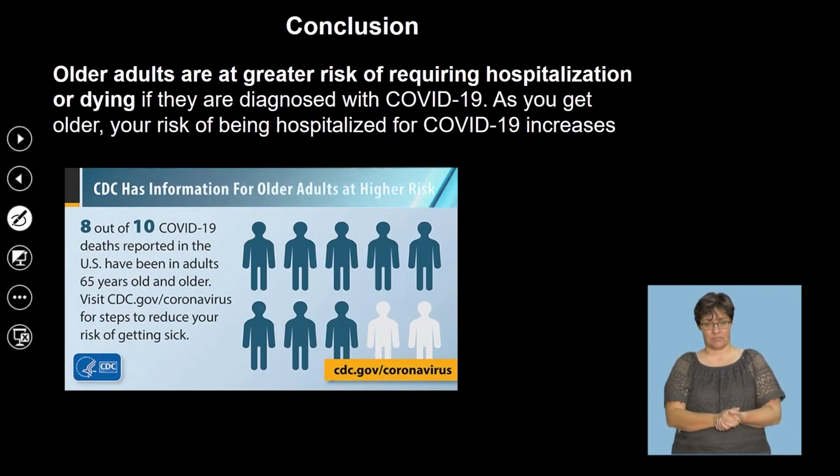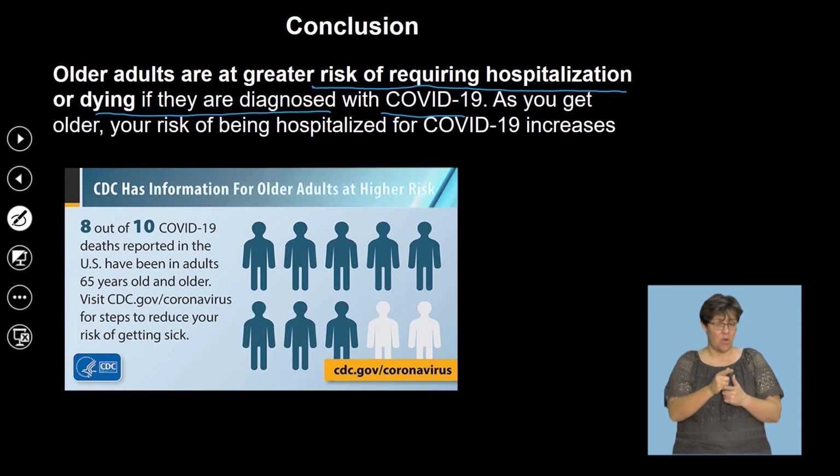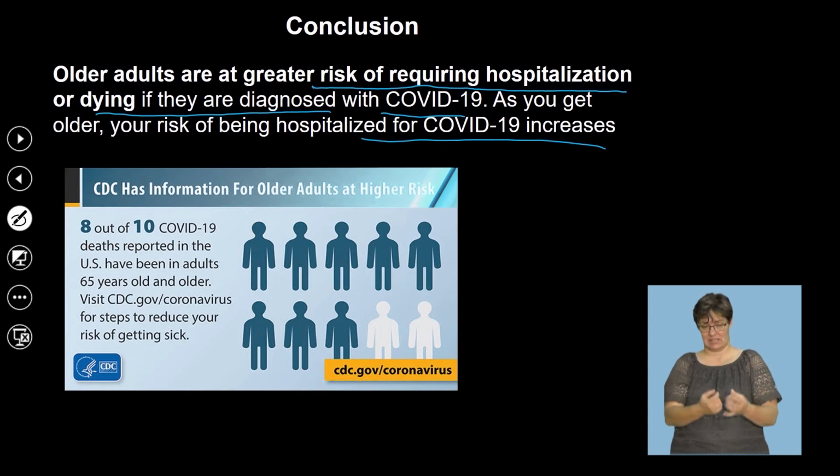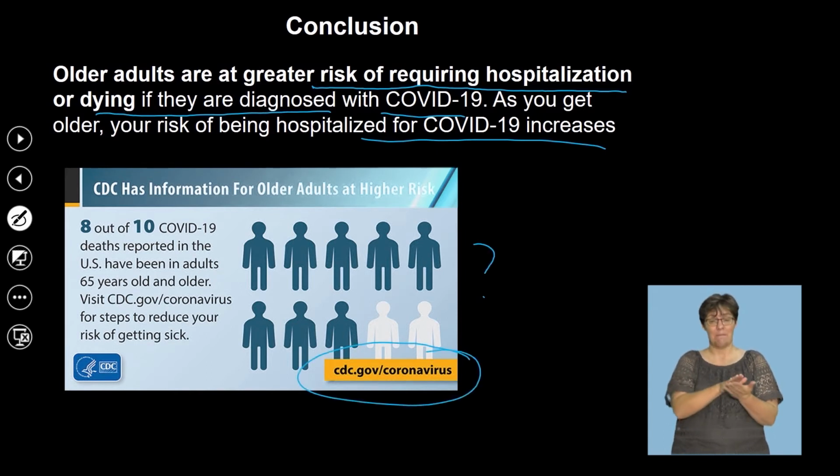Okay, now let's see what it means. All adults are at greater risk of hospitalization or dying if they're diagnosed with COVID-19. As you get older, your risk of being hospitalized with COVID-19 increases, from statistics. This is very important. This has been published. 8 out of 10 COVID-19 deaths reported in the US have been in adults 65 years and older. That's very important. Can you see?